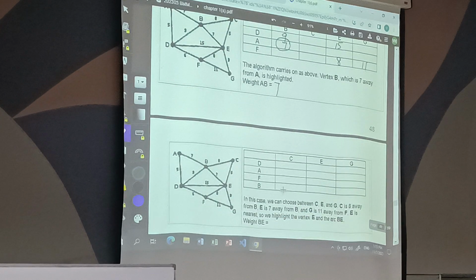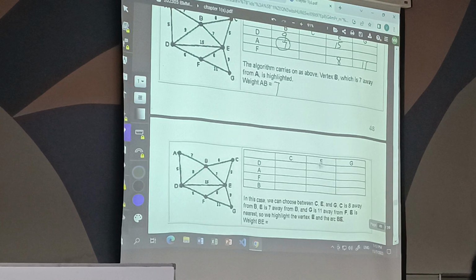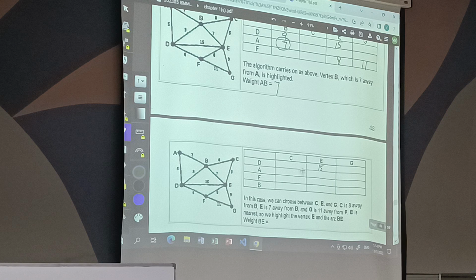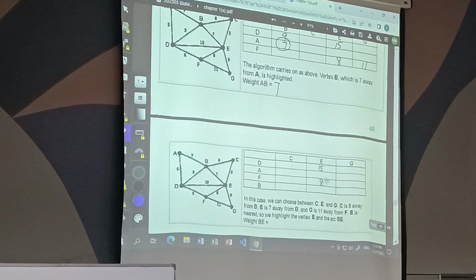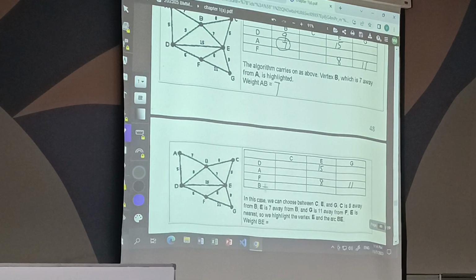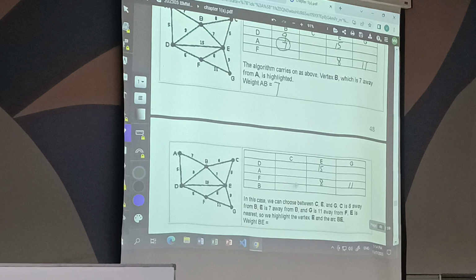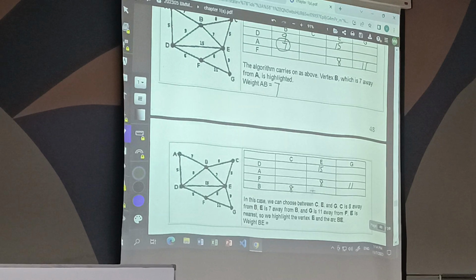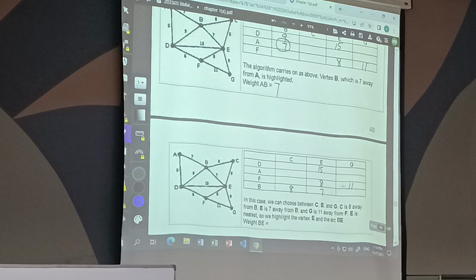Okay. Now include the B in the 4th row. Left the DE is 15. So no more column B, and A no more already. F, you still have FE, which is 8. FG is 11. How about B? BC is 8. And then BE, 7. That's all.